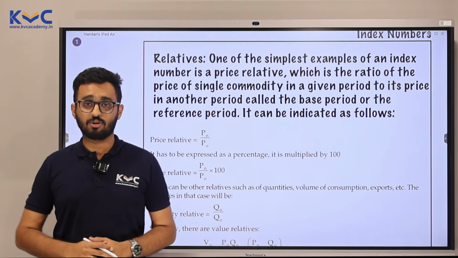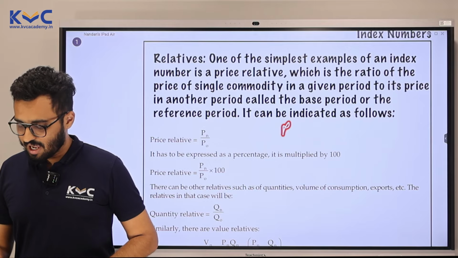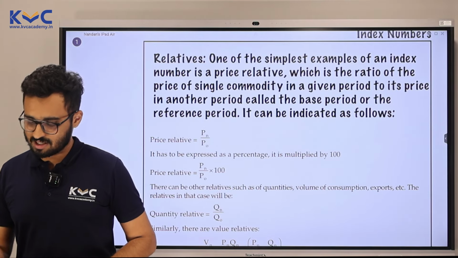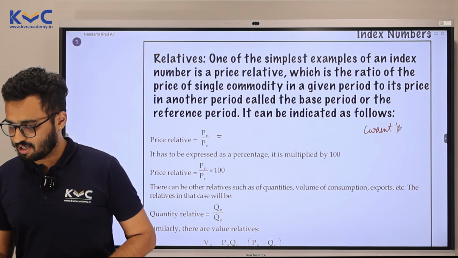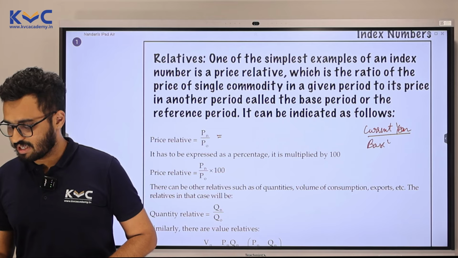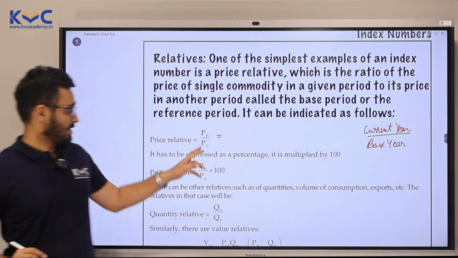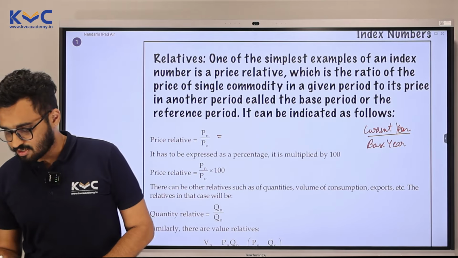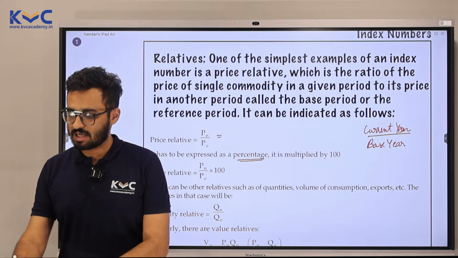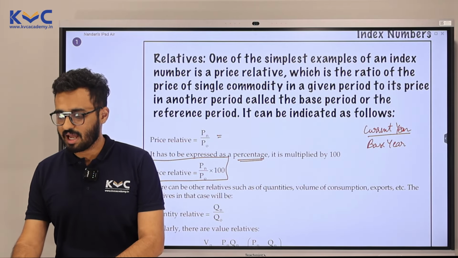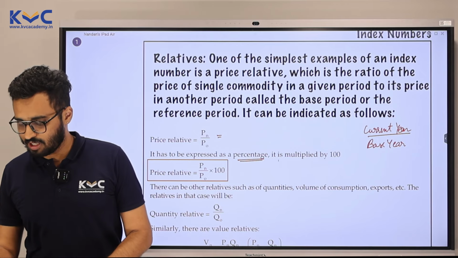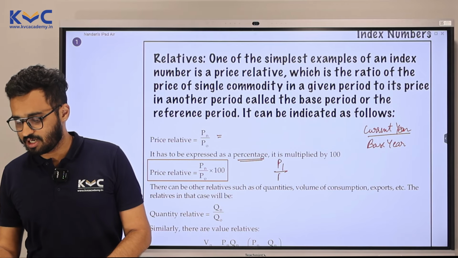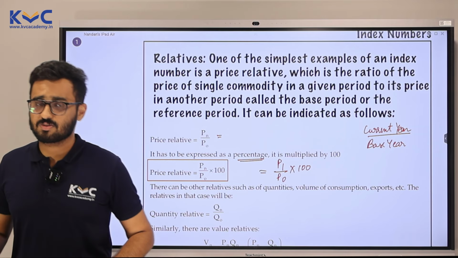So how do you calculate price relative? Pn divided by P0, that is basically current year price divided by base year price. Understood? So current year divided by base year is price relative. It has to be expressed as a percentage. So the price relative formula will be Pn divided by P0 into 100, which is what we popularly call P1 divided by P0 into 100. Pn is basically the current year price, which we easily denote as P1.